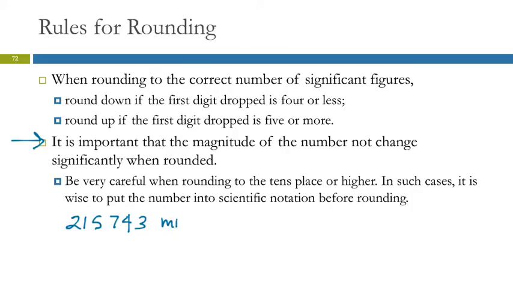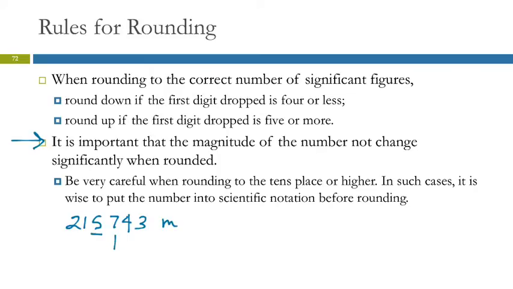I don't know. Well, let's not use miles. Let's say that's meters. So I need to round this to 3 significant figures. Okay, so I'm going to keep the 2, the 1, and the 5. That's my uncertain digit, my last significant figure.